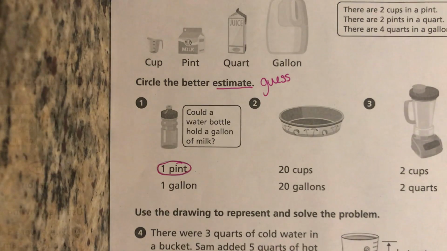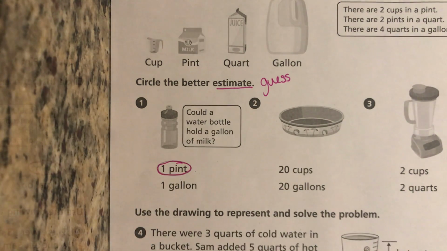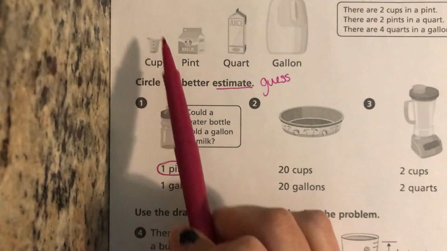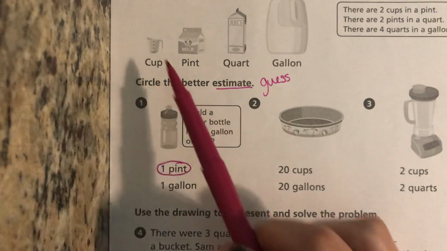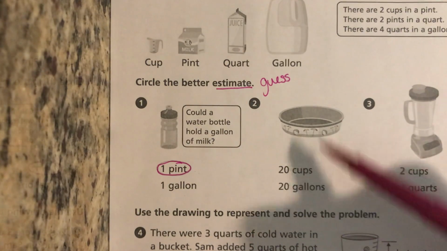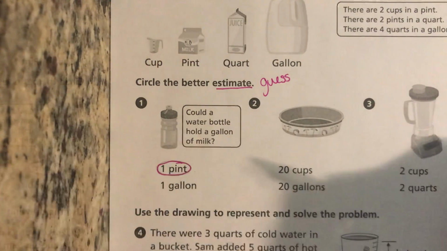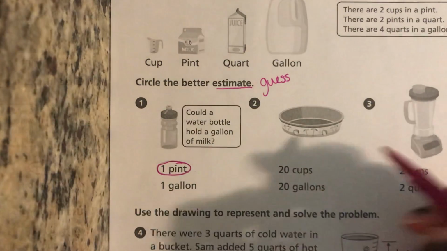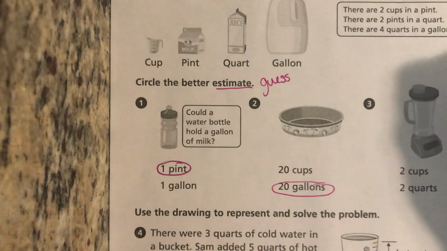To number 2, we have a kiddie pool here, something that a little baby would play in. So looking at my picture here with the measuring cup, would I be able to fill this kiddie pool with only 20 cups? Or would I be able to fill this kiddie pool with 20 gallons of milk? Well, a kiddie pool is much bigger than this water bottle and that cup, so the best estimate here would be 20 gallons. And lastly, this blender.